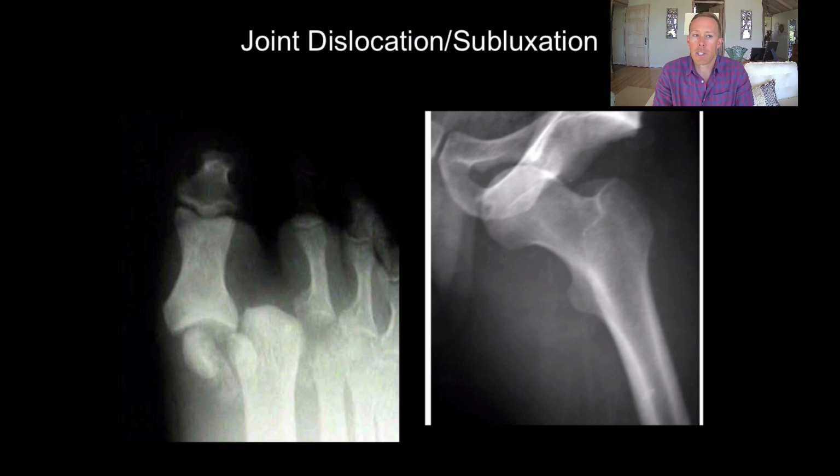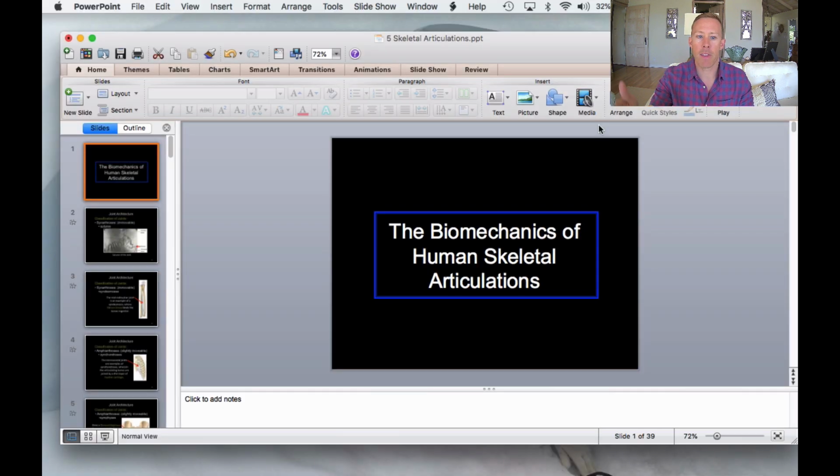Some people who have had lots of shoulder dislocations can pop theirs back on their own, but usually that only happens after the joint's stability has been majorly compromised and they're able to use their neuromuscular system to pull it back. So dislocation, subluxation, and that takes us to the end.